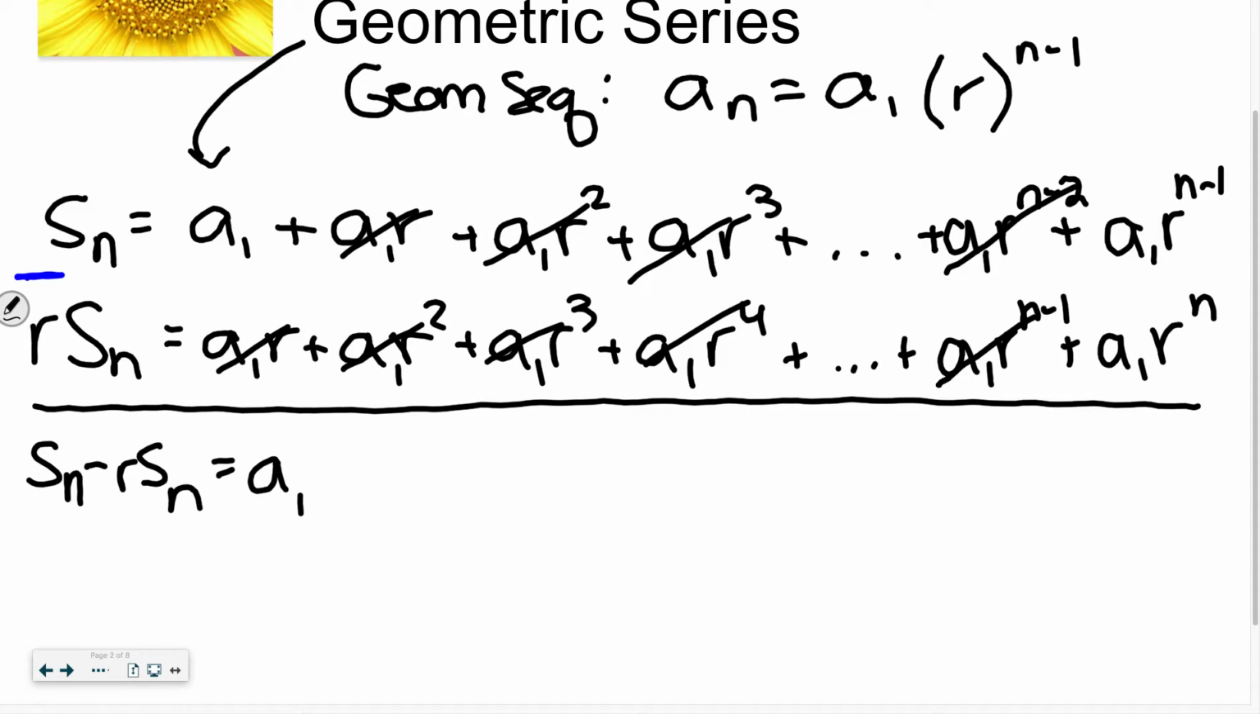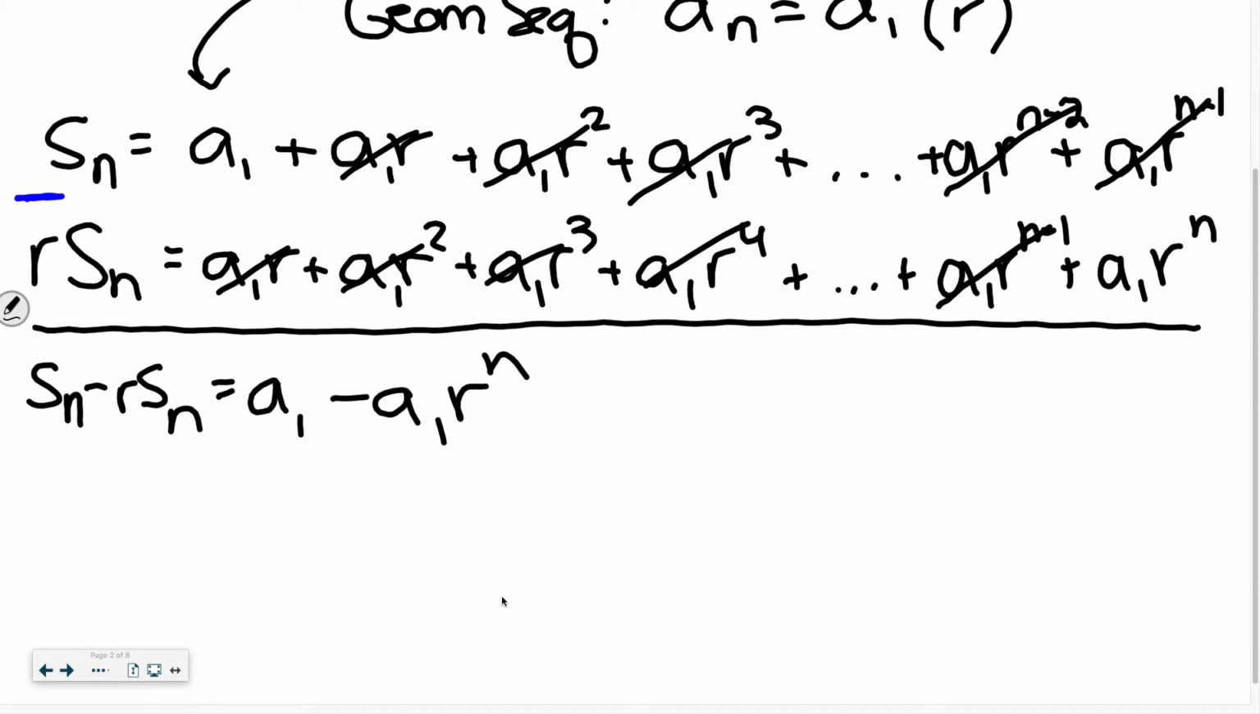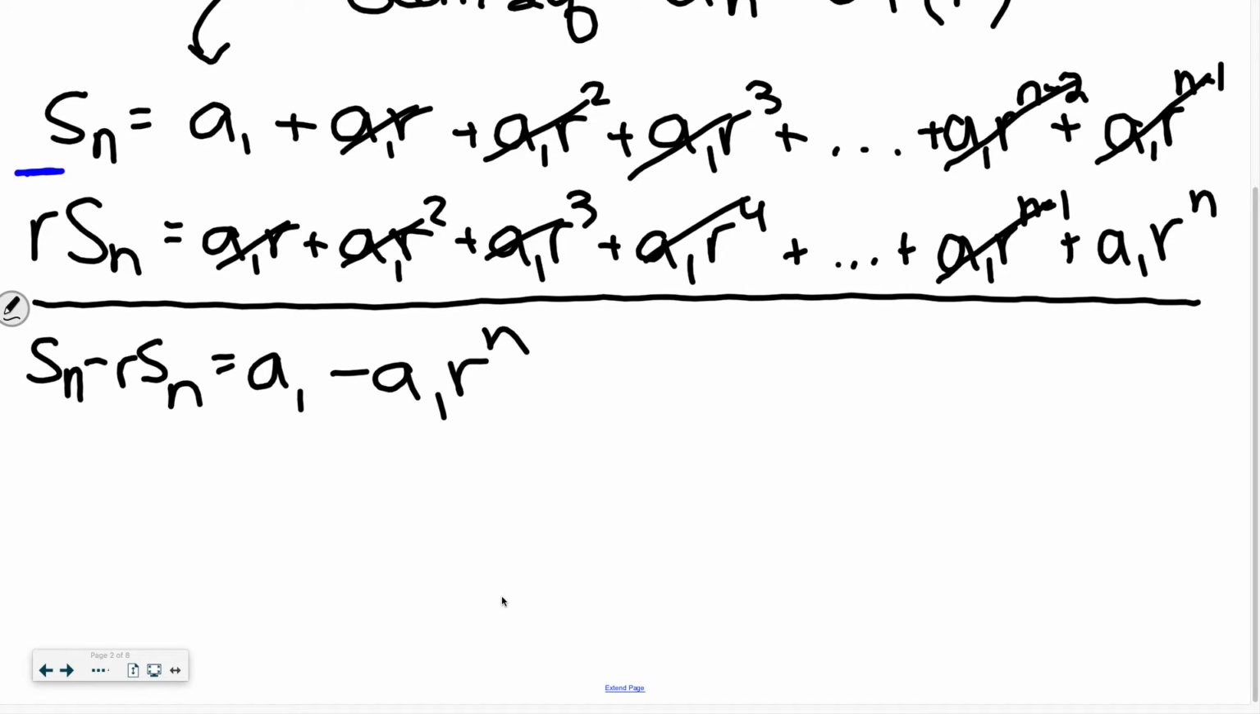And then the a sub 1 r to the n minus 1, a sub 1 r to the n minus 1. Okay, be careful on this one. Do you have an a sub 1 r to the n in the top? No, so when you subtract, you're really doing 0 minus a sub 1 r to the n. Okay. Well, that was nice. Now I have a lot less terms, don't I? Okay, and here's where our formula is going to show up.